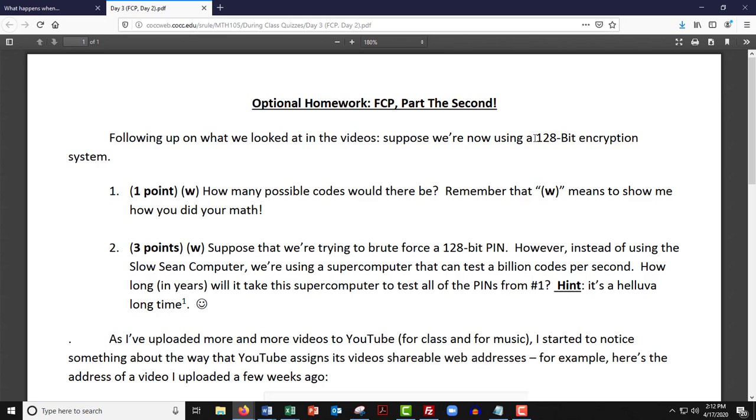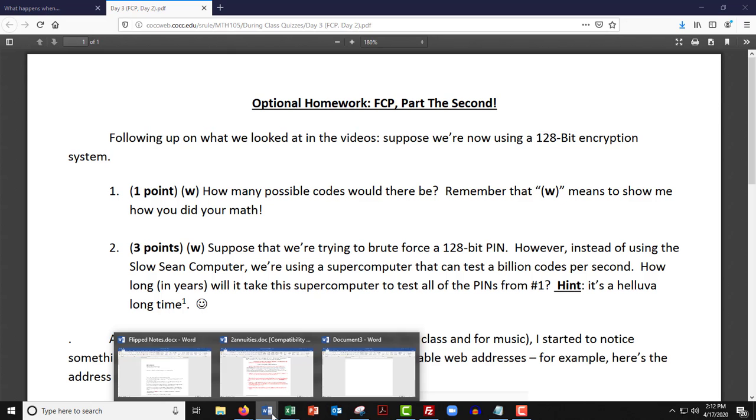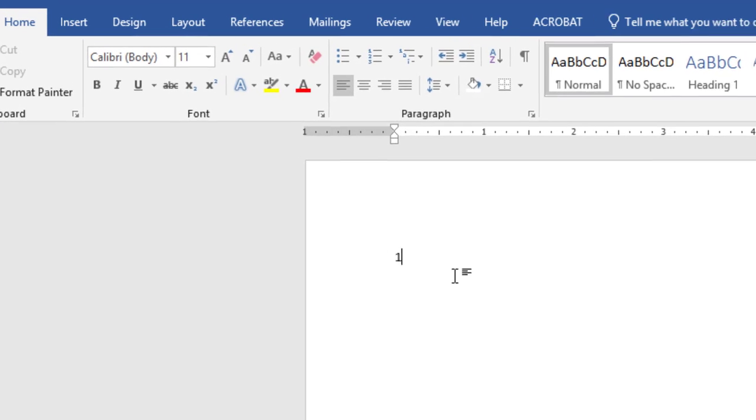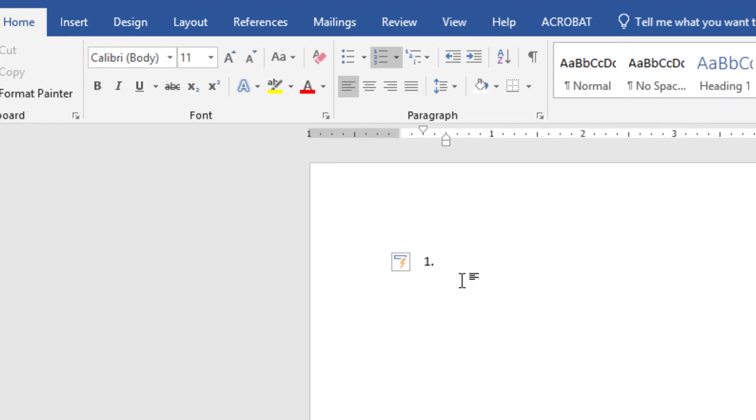So we're doing 128-bit encryption. How many possible codes could there be? Okay, so in Microsoft Word, since there's two options for each of the bits, it's either a 1 or a 0, one way to write this would be 2 to the 128th power, which, and I mentioned this in our videos and also in our Zoom meetings, you use the caret to represent that, 2 to the 128th power.